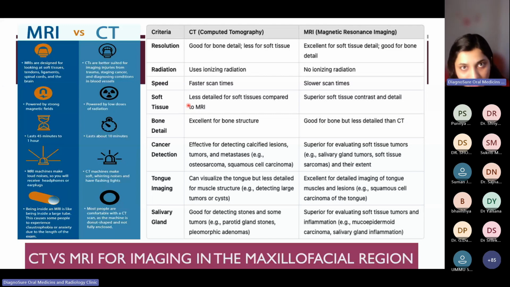Importantly, MRI does not use ionizing radiation, so there is no harmful effect on the patient, but it has longer scan times. The patient might have to spend 30 to 40 minutes in the scanner. If the patient is claustrophobic, they may not cooperate with MRI. For specific areas like bone and soft tissue, CT excels in bone detail, while MRI is better for soft tissues.